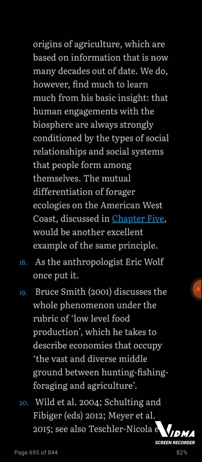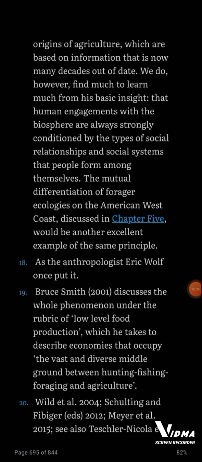The mutual differentiation of forager ecologies of the American West Coast discussed in Chapter 5 will be another excellent example of the same principle. As the anthropologist Eric Wolf once put it, Bruce Smith 2001 discusses the whole phenomenon under the rubric of low-level food production, which he takes to describe economies that occupy the middle ground between hunting, fishing, foraging, and agriculture.